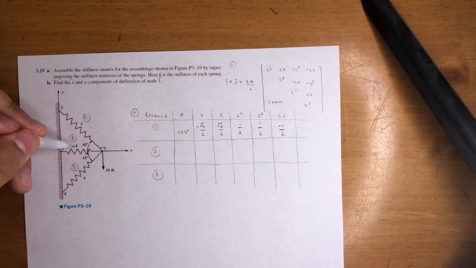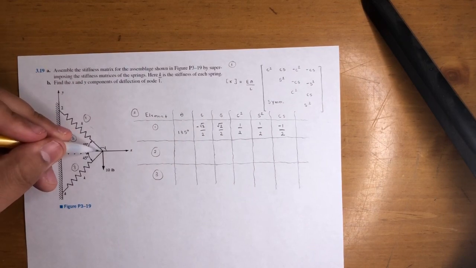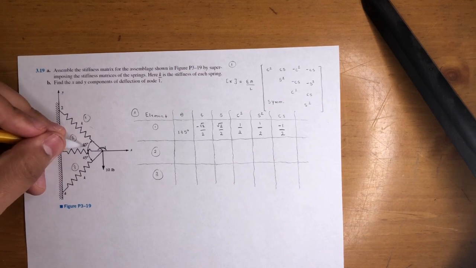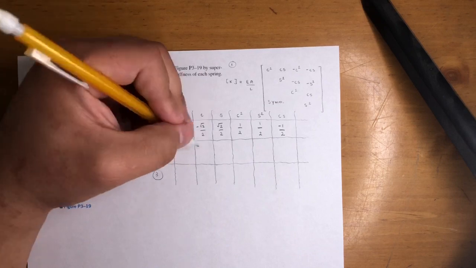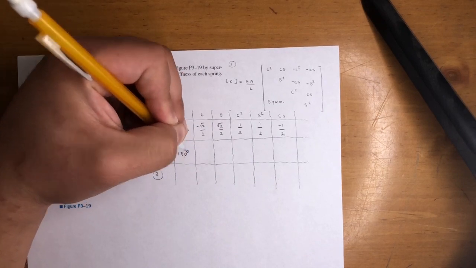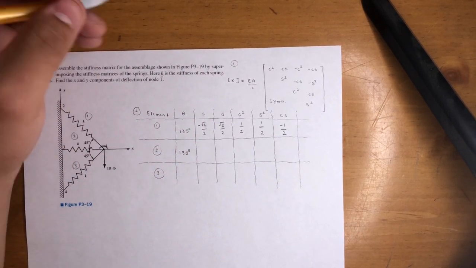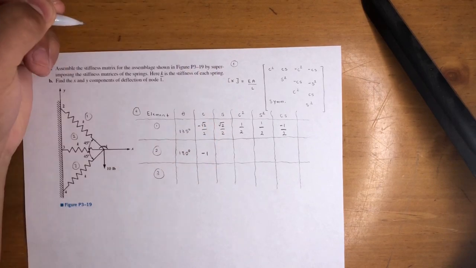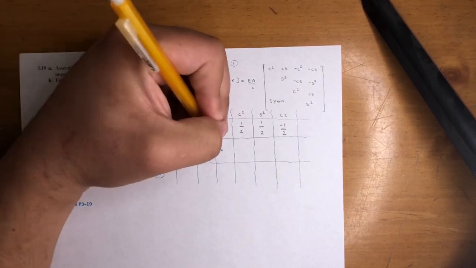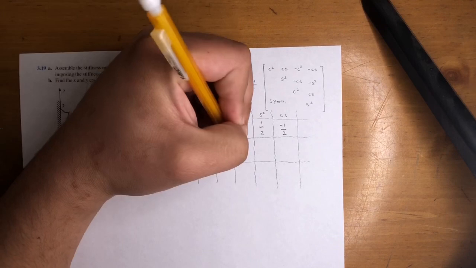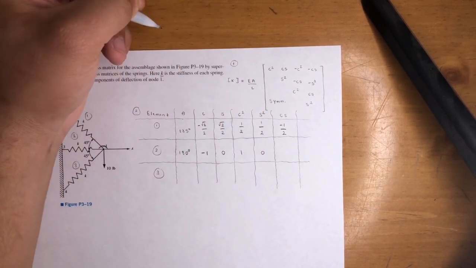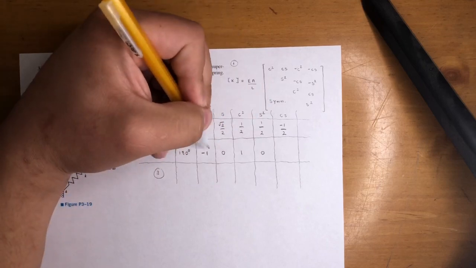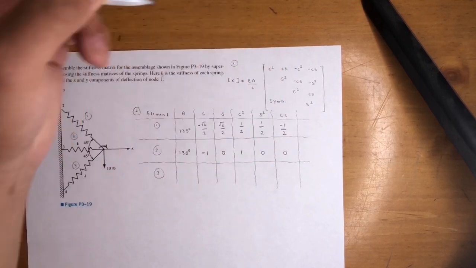Now the second element. This one's 180 degrees, going all the way here. So it's not 45. Don't let these reference points confuse you; you have to do it with respect to the x-axis. So that's 180 degrees. Cosine of that angle is negative 1, sine of 180 is 0. Cosine squared is 1, sine squared is 0, and cosine times sine is 0.